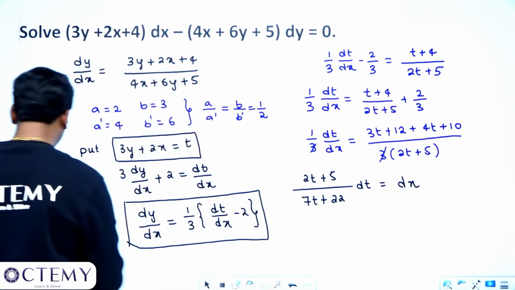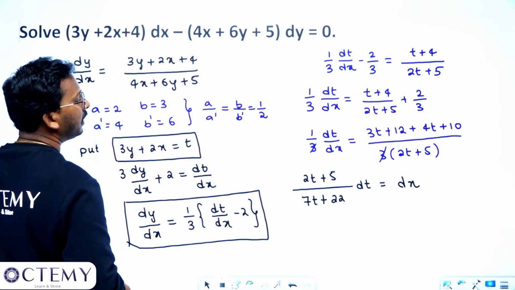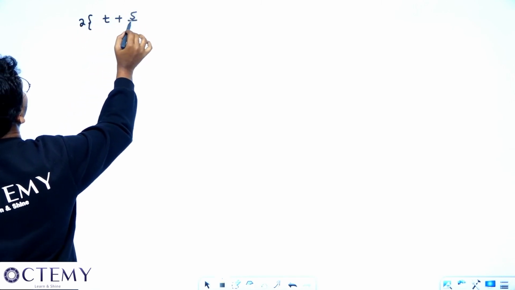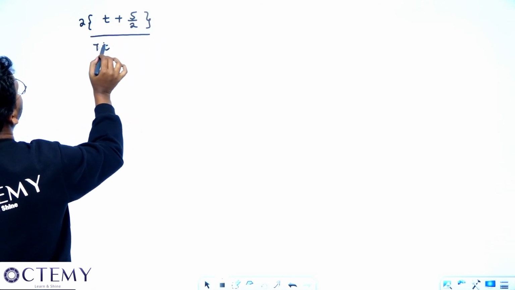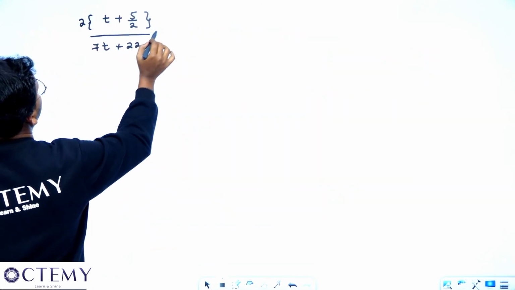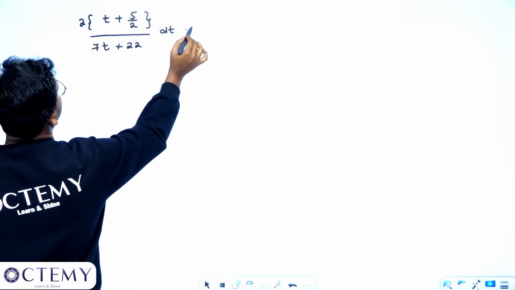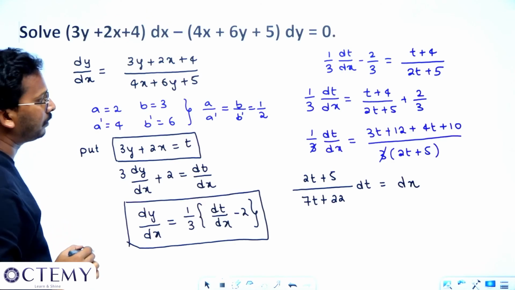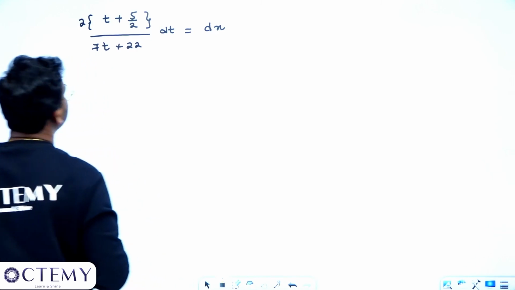So sir, what will I write it as? If I write it in the next slide, this 2t plus 5 can be written as 2 times (t plus 5 by 2), divided by (7t plus 22), into dt, is equal to dx.